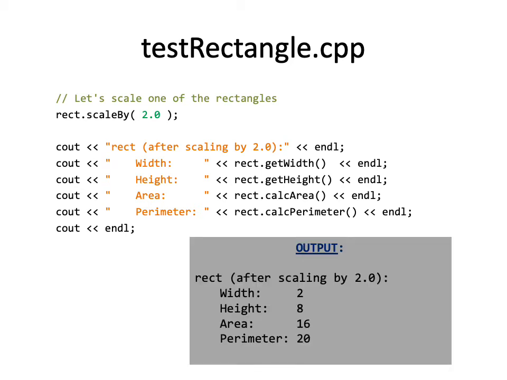Here's the output. So rect, after scaling by 2.0, will have a width of 2, a height of 8, area of 16, and a perimeter of 20. And I hope that's what you got too. But if you have any questions, let me know.